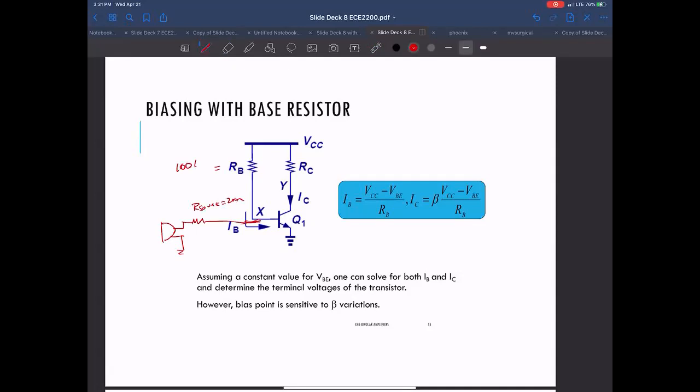And this will just pull this up to a level where this gets biased. So let's see what this equation looks like. The input of this bipolar transistor has a certain base current. So the voltage here at X, V sub X, is equal to VCC, the supply voltage, minus the voltage drop across the resistor RB, and that's I sub B times R sub B.